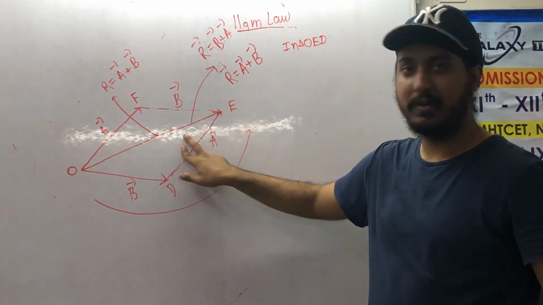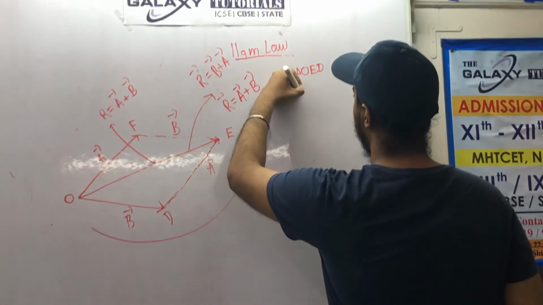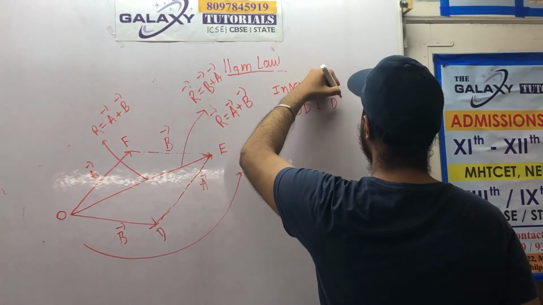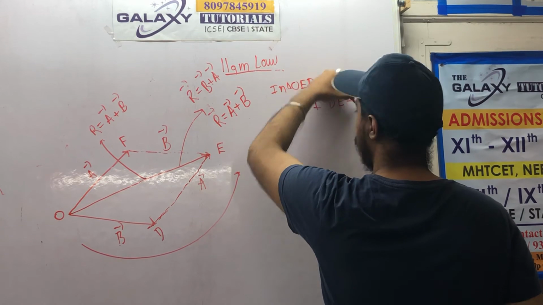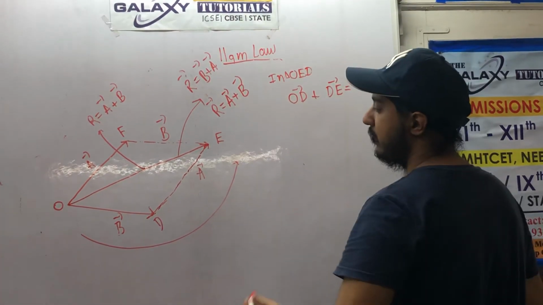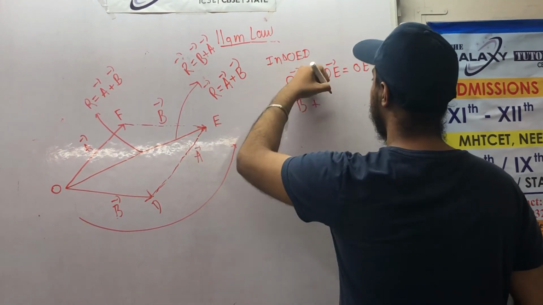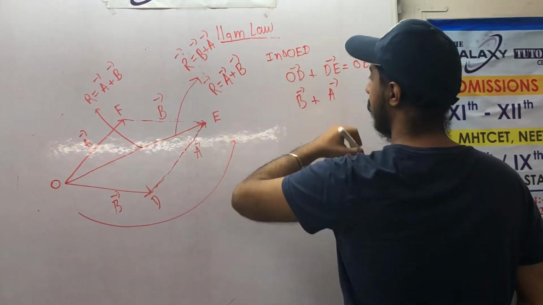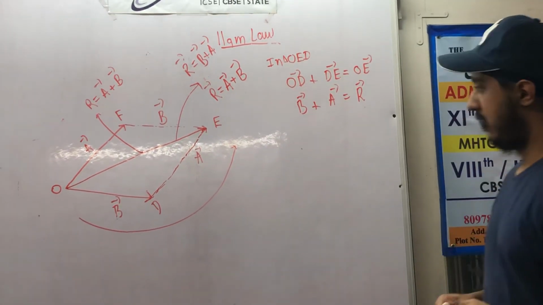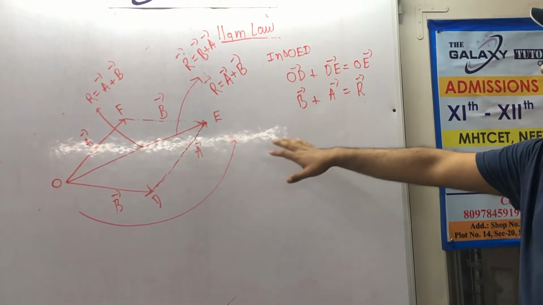The triangle will be formed here, and in this triangle you can see that OD plus DE is equal to what? OE. So here you get vector B plus vector A is equal to vector R. Okay. So this is your parallelogram.